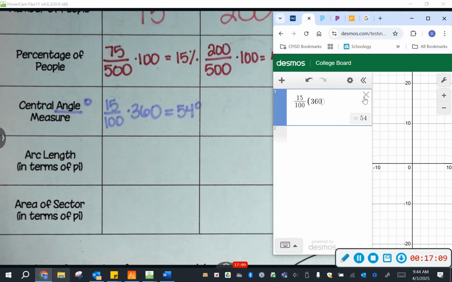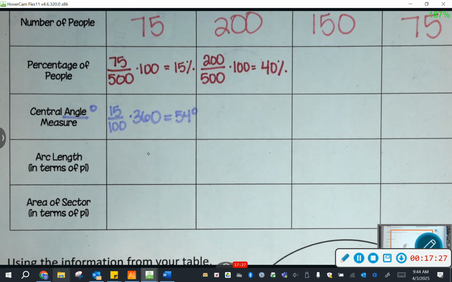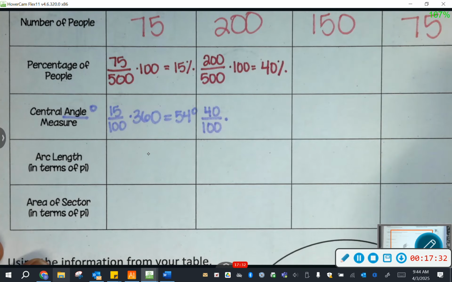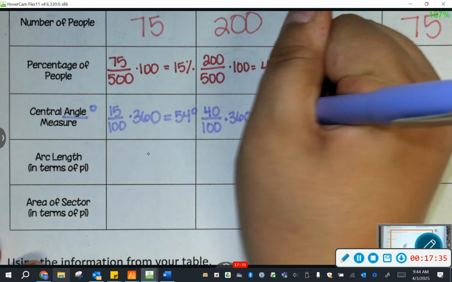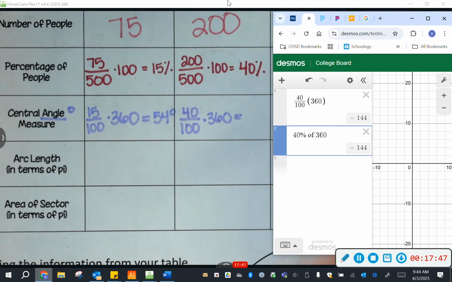I also want to show you another way somebody showed me last period in Desmos. You can literally write 15% of 360 and it'll tell you. That's a cool little thing Desmos does. But, so what am I going to get for the B's? How many percent are B's? So 40 over 100 times 360 is, or I could say, what is 40% of 360? It is 144 degrees.